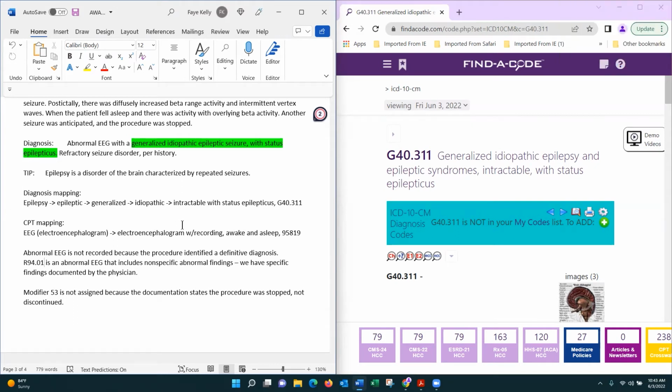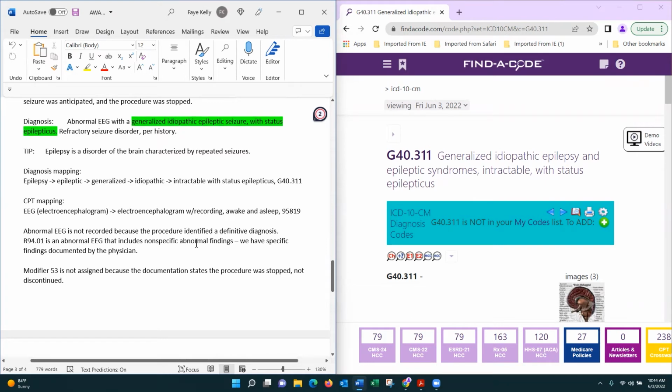Daniel, are you good with that? I'm good. I did the same thing. In fact, I had coded exactly G40.311. And then when I looked up again, I saw abnormal EEG. So that was the confusion there. That's okay. Does it make sense now? Sure. Okay, all right. And then our next, okay, that was our only diagnosis, was it not?